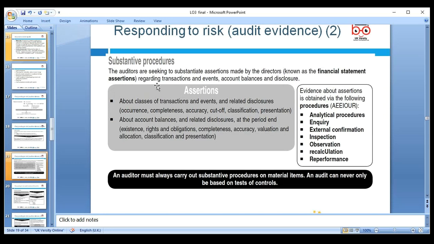Also, evidence for an assertion is obtained via procedures. So we can use analytical procedures, inquiry, external confirmation, inspection, observation, our own calculation, and reperformance. So the auditor must carry out substantive procedures on material items, and the auditor can never be based only on the test of control.